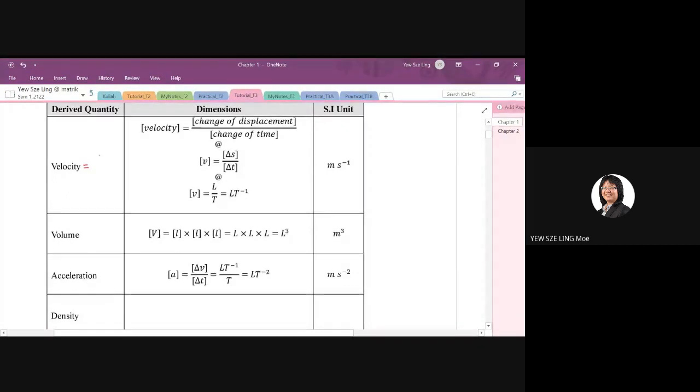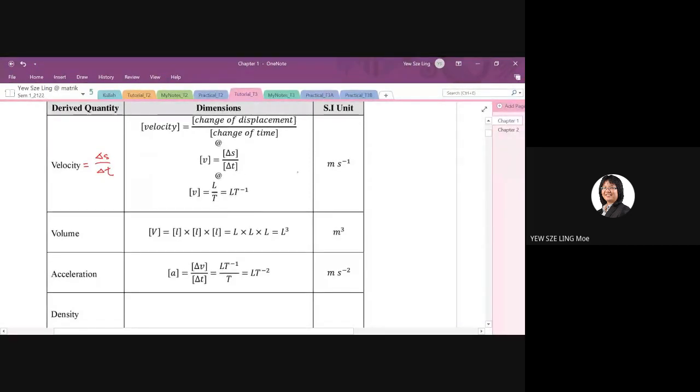Now usually we just write it in terms of a symbol. If you write it without square brackets, it simply means that you are going to calculate the value of the velocity of something. Now when you add in square brackets like shown in the examples here, then you're telling the reader that you don't want to calculate the value. What you want to do is to find its dimensions, to use its dimensions to determine the unit. And the unit determined by using this method is always in the form of SI unit.